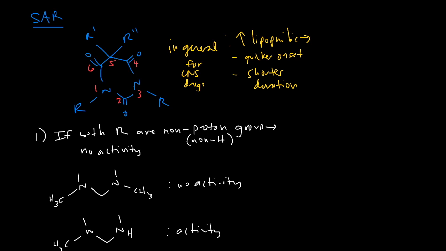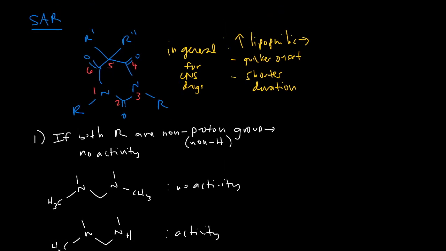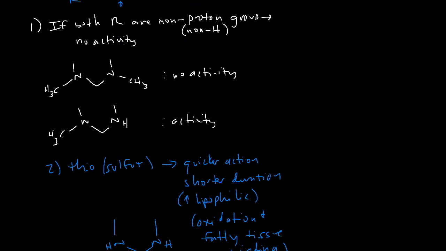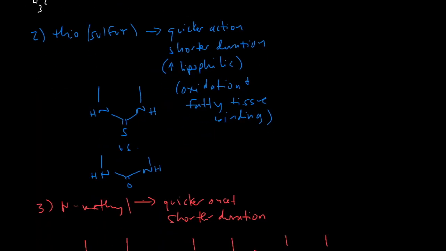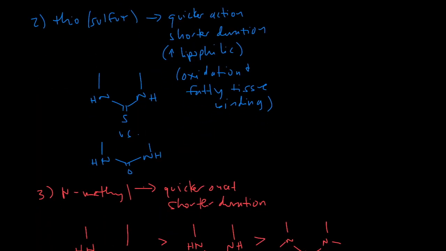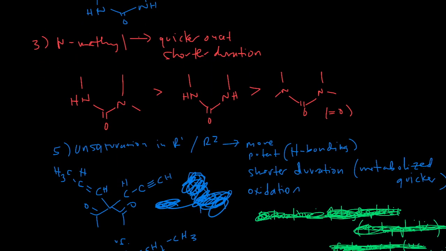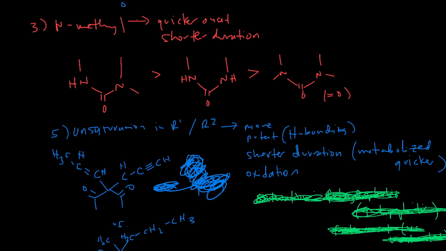So, at position 1, in general, for CNS drugs, increasing the lipophilicity makes the molecules have a quicker onset and a shorter duration of action. At position 1, if both R groups are non-hydrogen groups, they have no activity, so you need at least one proton group. Adding a sulfur increases the lipophilicity, therefore quicker action, shorter duration. Adding N-methyl groups increases the lipophilicity, leading to a quicker action, shorter duration. However, you still have to have one proton group.